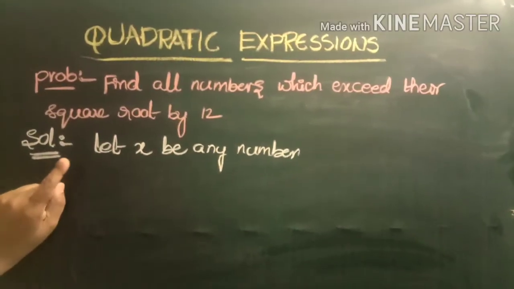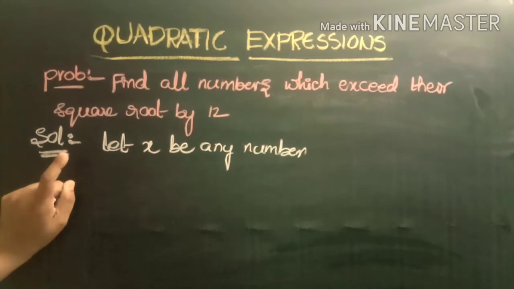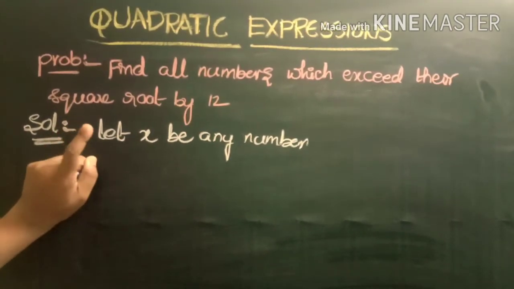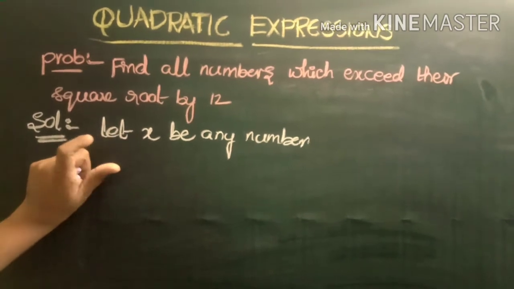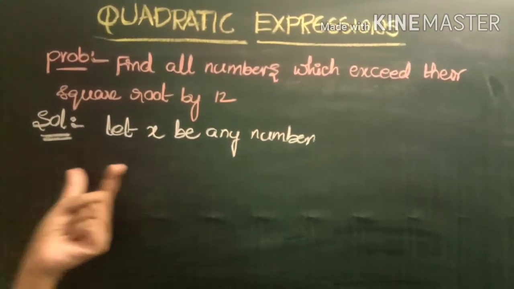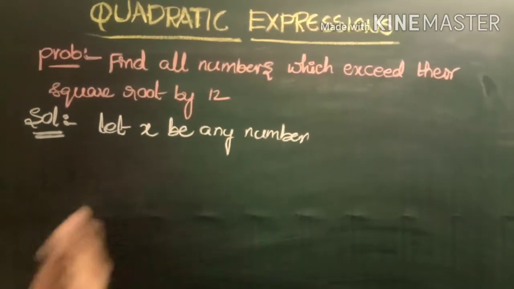Problem. Find all numbers which exceed their square root by 12. So we want to find the numbers which exceed their square root by 12. That is, first we take the number, let x be any number. We take one number here.